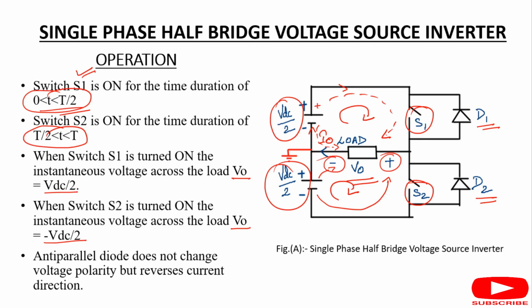Now when diode D1 conducts, it reverses the switch current S1, and when diode D2 conducts, it reverses the switch current S2. So the anti-parallel diode does not change the voltage polarity, but it reverses the current direction.